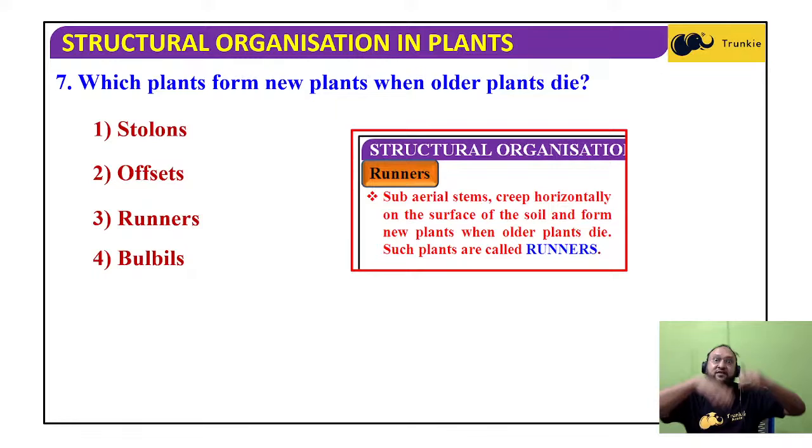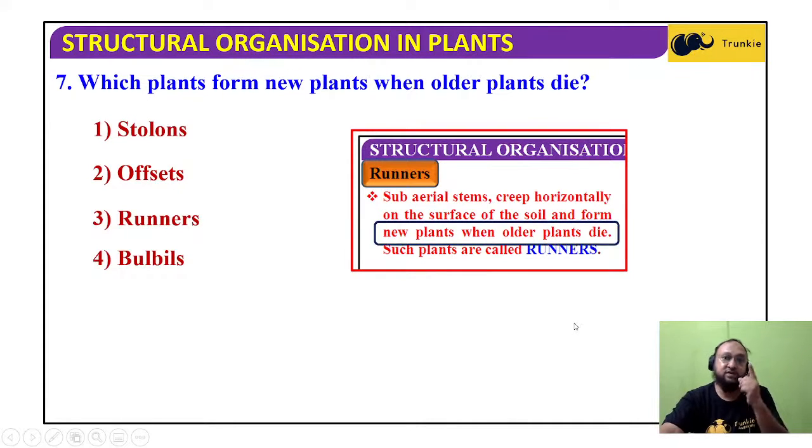If the older one has completely grown and has become completely dead, then the new one which has grown horizontally will form the plants. So this is found in the case of the runner. This is an important question for the exam, important for NEET also. Which plant forms new plants when older plants die? Runner. This concept is important.